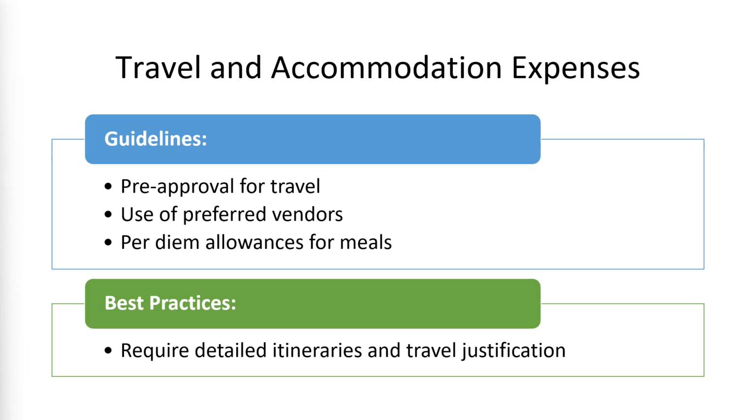Let's take a closer look at common expenses, starting with travel. All travel must be pre-approved, and it's recommended to use preferred vendors for lodging and transportation. Set per diem allowances for meals, and require a detailed itinerary and travel justification for each trip to maintain transparency and accountability.